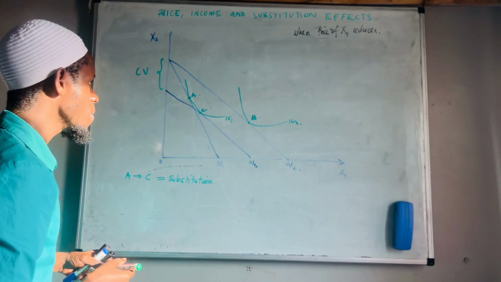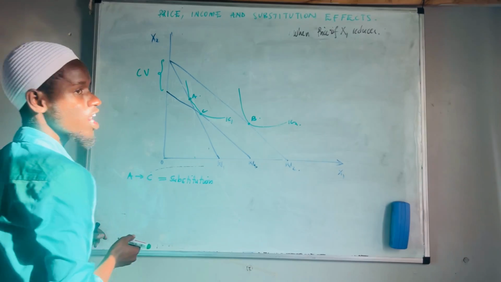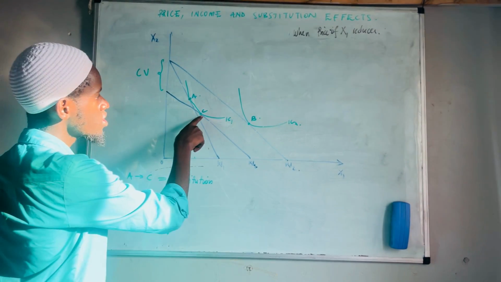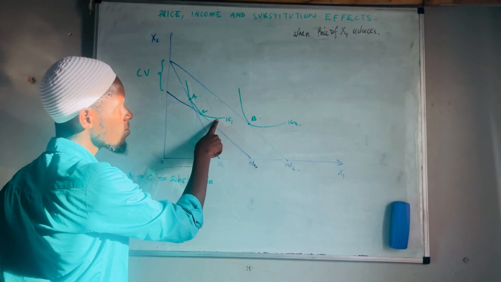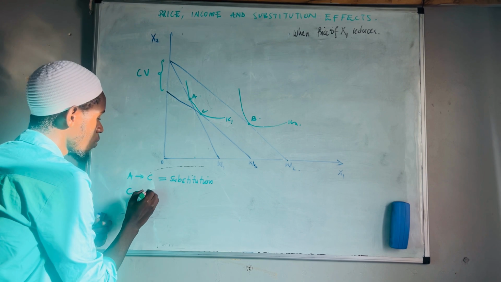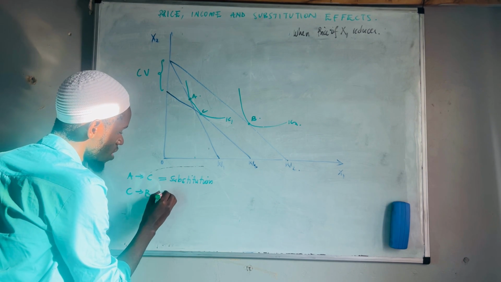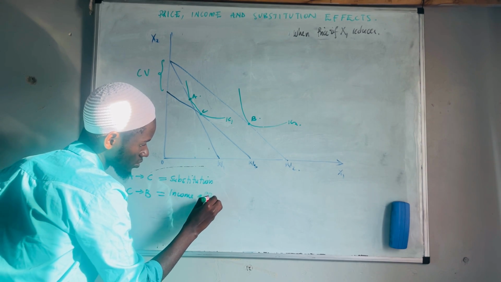Now, members, if I come from C to B here, it's what we call the income effect. Because we say that at this point here, on this lower indifference curve, someone has less real income as compared to someone who is up here. Therefore, coming from C to B is what we call the income effect.